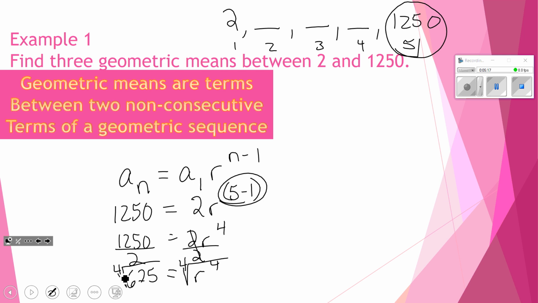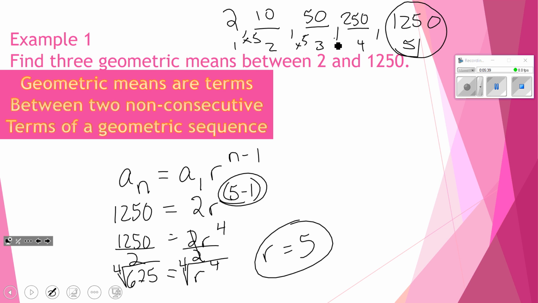And so what's my common ratio? 5. That means that's what I'm multiplying by every single time. So what's my next number? 10, 50, 250, because I'm multiplying by 5, and then that works us all the way up to 1250. Okay, any questions on that?